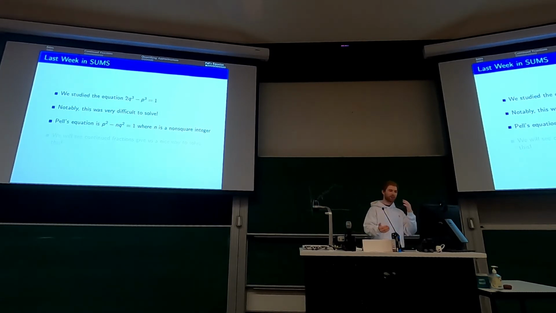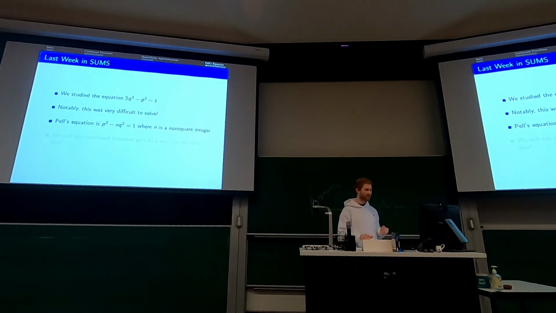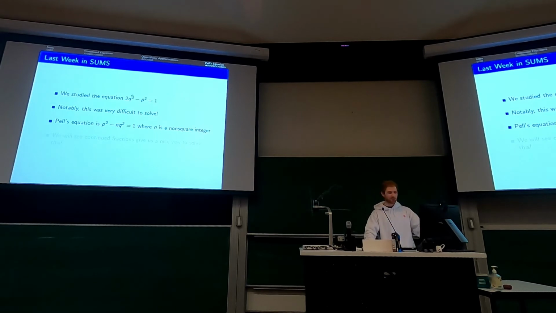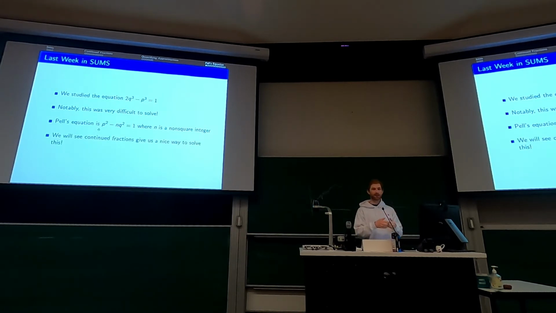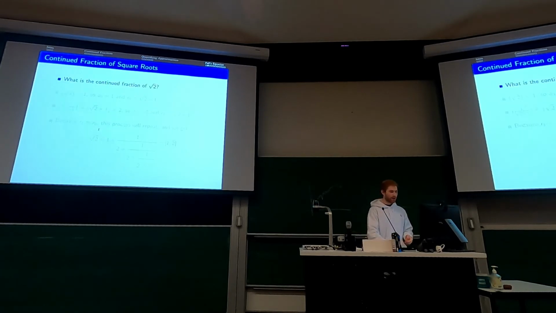So Pell's equation is a little bit of a simpler version where we change the 3 to a 2, right? So we just get the quadratic version essentially, and I guess we introduce a factor of -1. So Pell's equation is p squared minus nq squared equals 1, where n is some non-square integer. And what I want to show is that continued fractions are a really nice way to solve this.